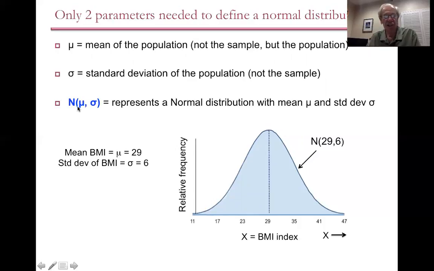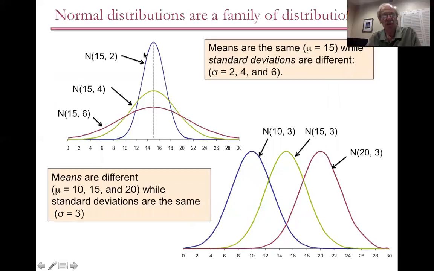I use the symbols N(mu, sigma), where mu is the mean of the population and sigma is the standard deviation of the population. I can just name my distribution like this, as in this chart. So here's a curve, this top one, N(15, 2). The mean of the population is 15, and the standard deviation of this population is 2. And the green one is N(15, 4). So the 15s are in the same spot.